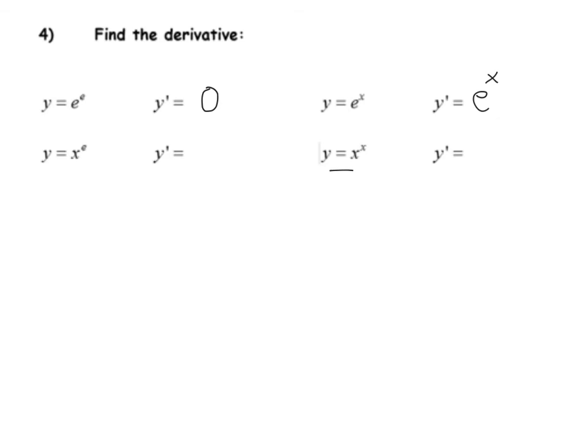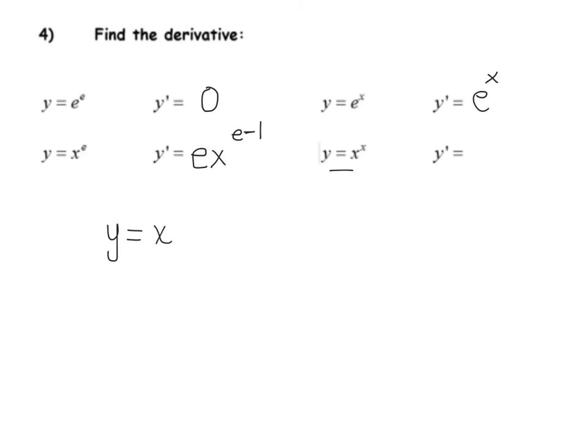The derivative of x to the e power is just the power rule. So e is just a constant. So I would say e x to the e minus 1. And then you get to y equals x to the x power. All right, so let's look at this one down here.